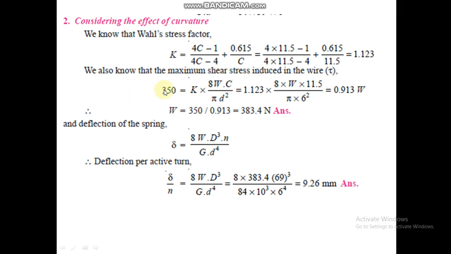Now for shear stress, apply the formula K 8WC by pi d square. So put the values and you will get the value of W. Similarly, for the deflection, you apply the formula, put the values, and your deflection will be 9.26.